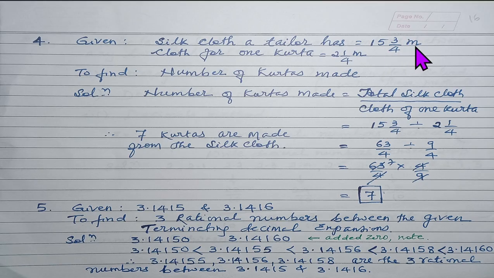15 3 by 4 meters. Now he wants to stitch kurtas, and the cloth for one kurta is 2 integer 1 by 4 meters. So he has this much cloth, and for one kurta he has to use this much. Now we have to find out how many kurtas he can stitch.